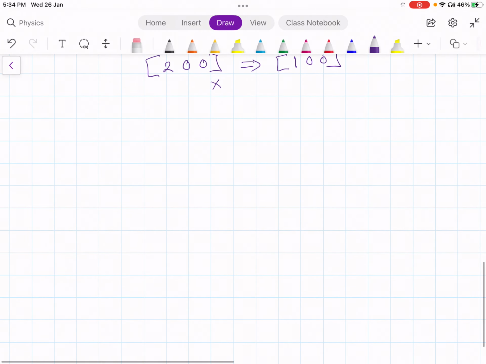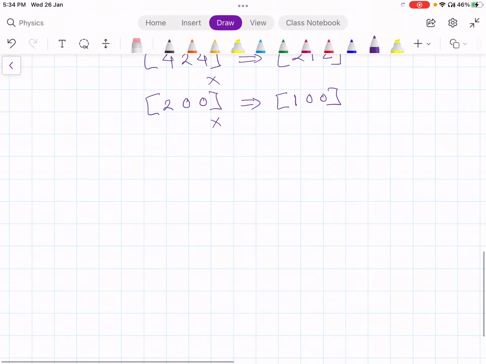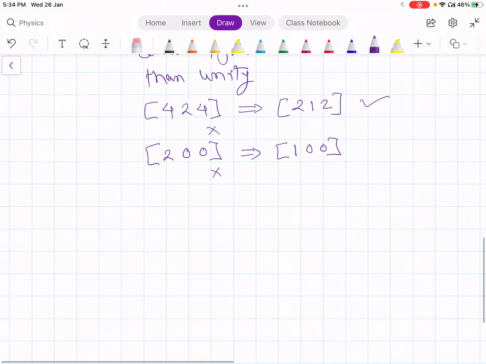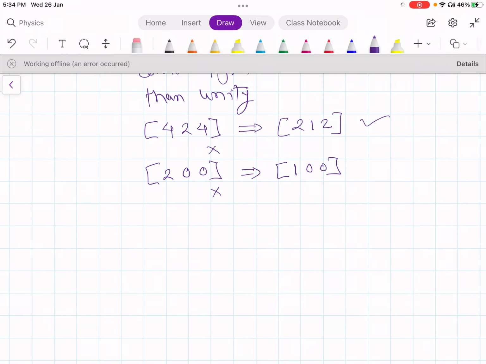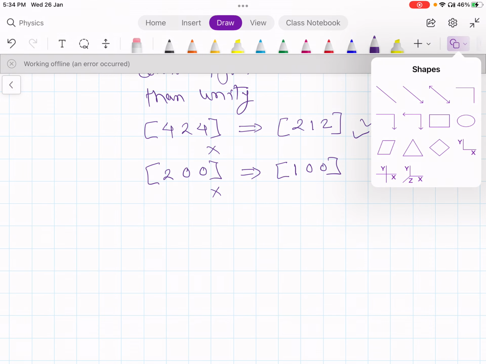Let me show some examples. Let's draw this direction. Again you have to draw the direction in a unit cell. So if you want to show this direction, you have to first draw the unit cell. Let me draw the unit cell.